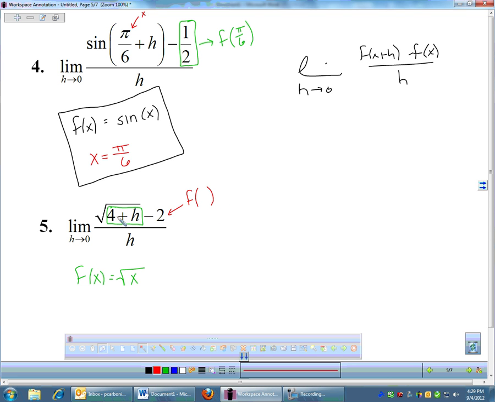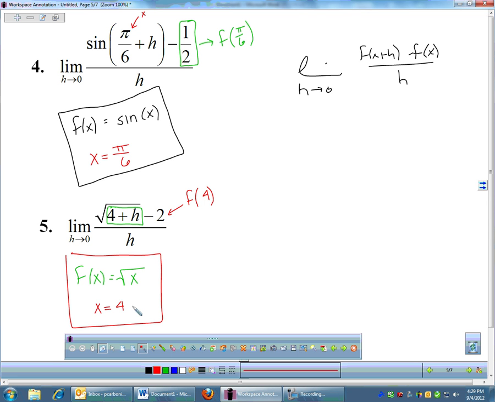Let's see, it looks like I've taken out the x. Instead of x plus h, I have 4 plus h. So I'm thinking my x coordinate of tangency is 4. And let's see, f of 4, the square root of 4 is 2, so that checks out okay. There's my function and my point.